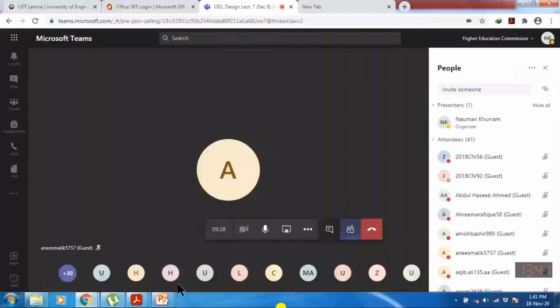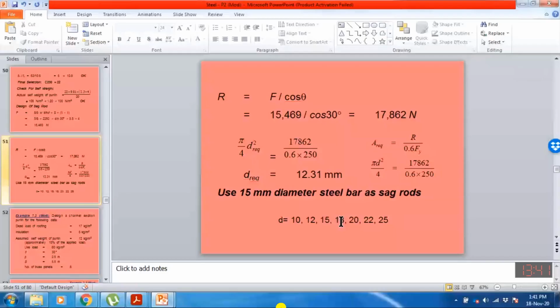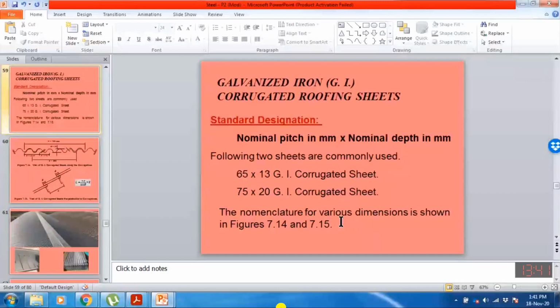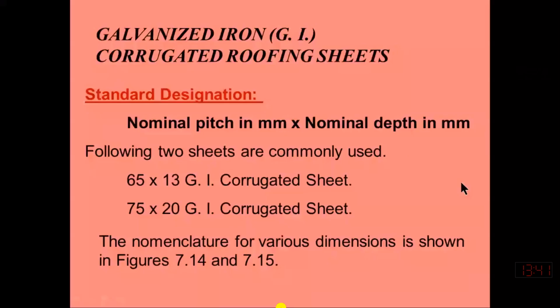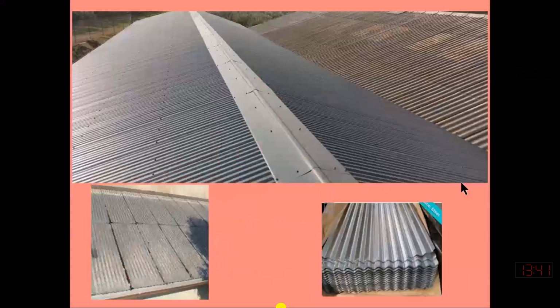Okay, next is design of roof sheeting, galvanized iron, GI corrugated roof sheeting. So in this design, actually what we want to learn. So for example, first of all, I will show you these pictures. So on the top of purlin, we need to place these corrugated steel sheets or maybe any other type of the roof sheet.